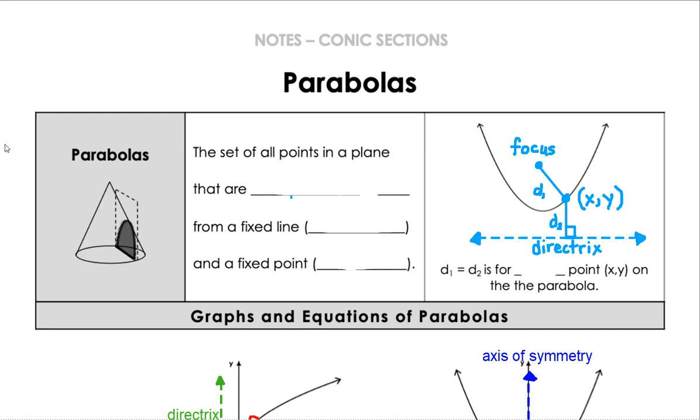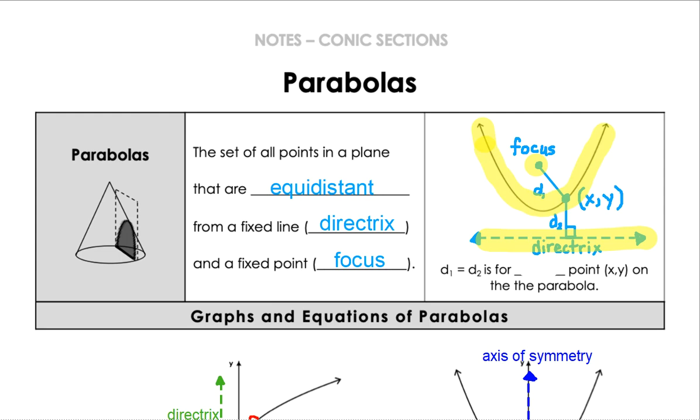And a parabola, when we construct it on the graph, is the set of all points in a plane that are equidistant from a fixed line and a fixed point. So the fixed line that we have down there is called the directrix, and the fixed point is called the focus. If we look at our picture over on the right, we can see that we have that focus point and this directrix line, and the parabola is made up of all the points that are equidistant from those 2 points.